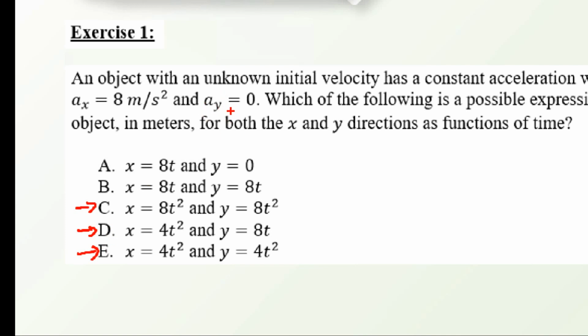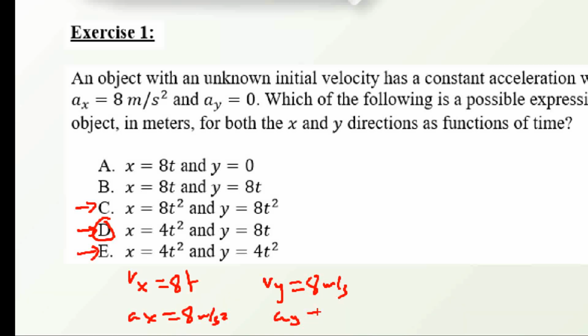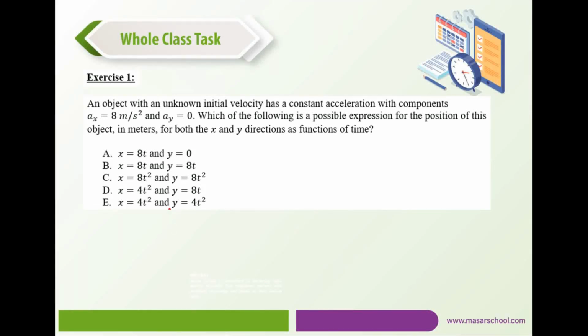Now what about the acceleration along the y? If it's 0, then the position should be linear because we're going to derive twice. Then D would be the correct answer, and if you do the derivation, then Vx would be 8t and Ax would be 8 meters per second squared. What about Vy? Vy would be 8 meters per second and Ay would be 0, so D is the correct answer. So whenever solving an exercise, try to achieve it both ways around, either from the given to the solution or from the solution and try to generate back the given.